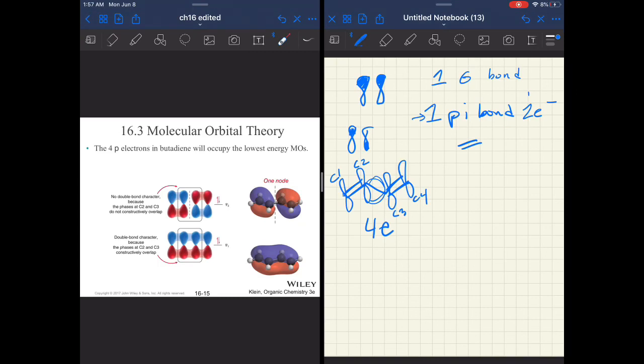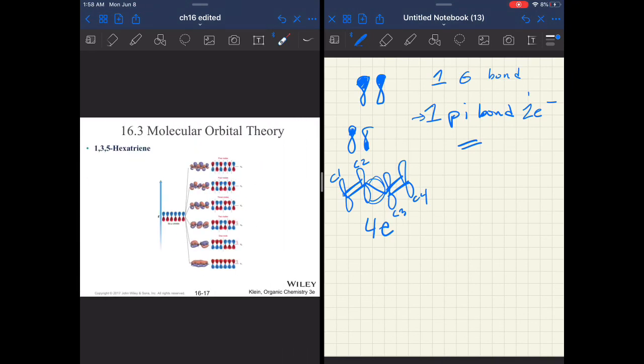This is just explaining what I just said. You get that overlap. This gives you a little bit of double bond character to C2 and C3, but no double bond character is found in that slightly higher energy bonding orbital.